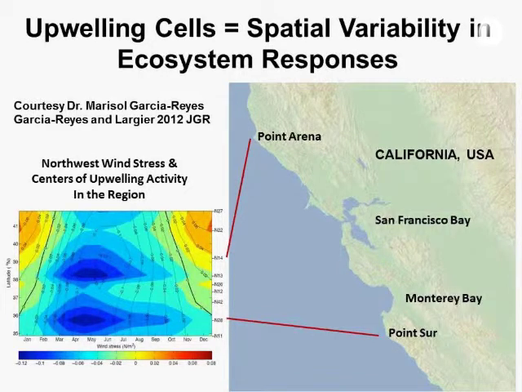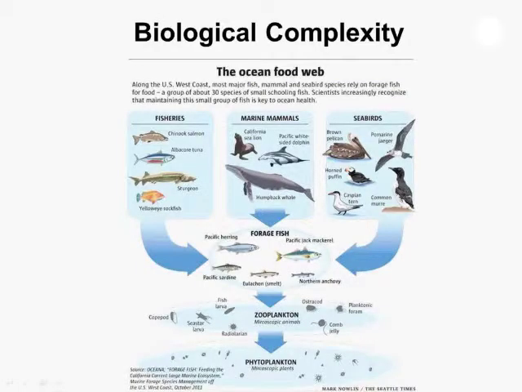Here's a couple of points where upwelling is very strong, at Point Arena and at Point Sur, with San Francisco Bay and Monterey Bay in between. This image from a paper by Marisol Garcia Reyes and John Largier at BML a couple of years ago shows that the strongest upwelling is occurring right at these locations. The blue there is showing really strong upwelling. So, spatial variability.